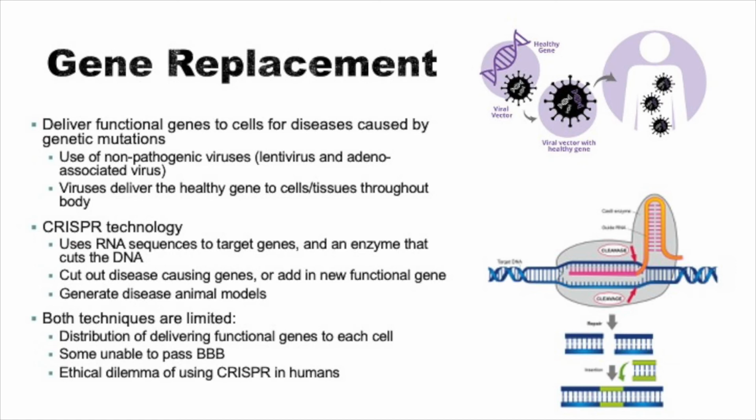But both of these techniques can also be used to generate disease animal models so we can further study disease and develop effective treatments that can move to human clinical trials. Unfortunately, both of these techniques are limited and they're fairly new in the field. Mostly, the distribution of delivering functional genes to each cell is quite a hurdle to get over. As you can imagine, every cell in your body has this mutation, and so to be able to generate enough of these healthy genes that get into each cell can be quite hard to do.